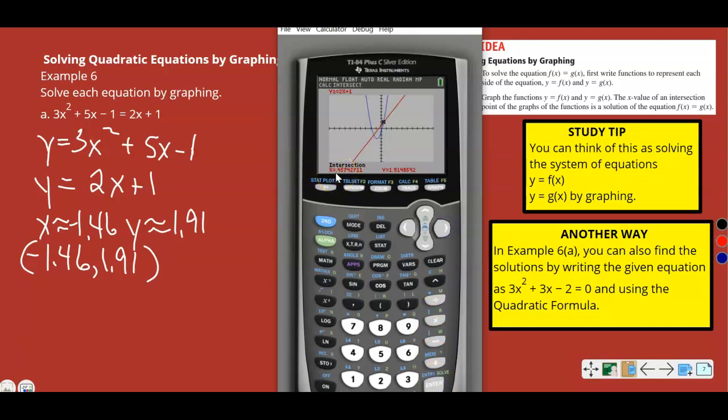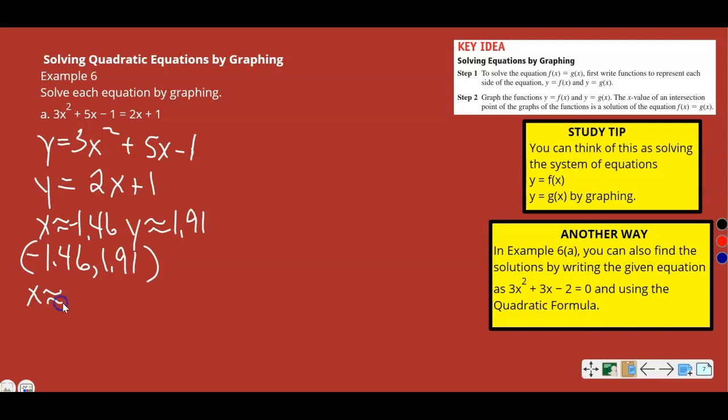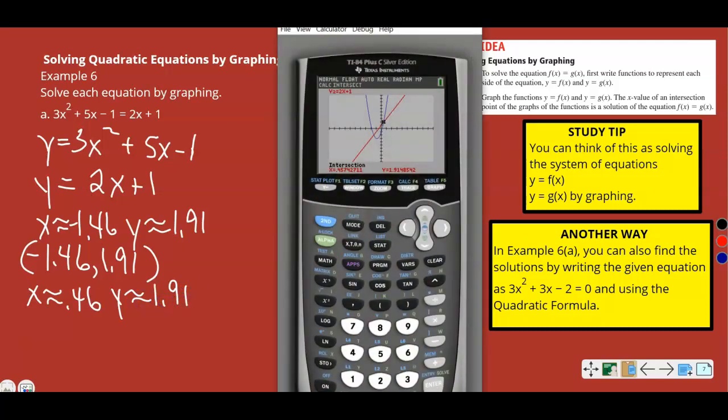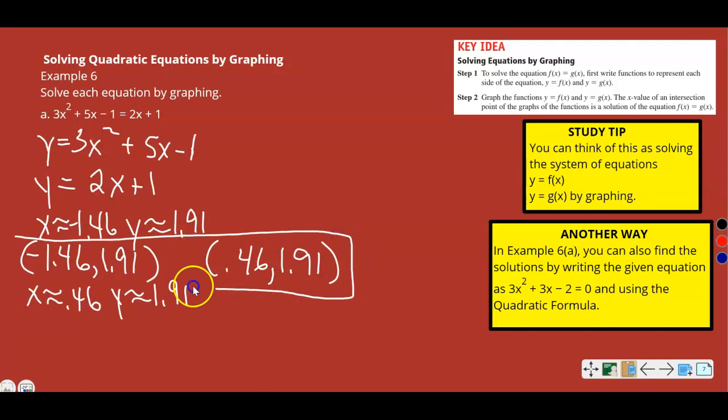All right, so this one doesn't have a 1. It just says 0.46. Okay, so x is about 0.46 and y is about 1.91. Yep. All right, so the other point would be 0.46 and 1.91. So these would be the 2 points of intersection, and those are just approximate. You can see I rounded both of them to 2 decimal places. It does not say how many decimal places, but I would round it to at least 2 decimal places if it does not ask.